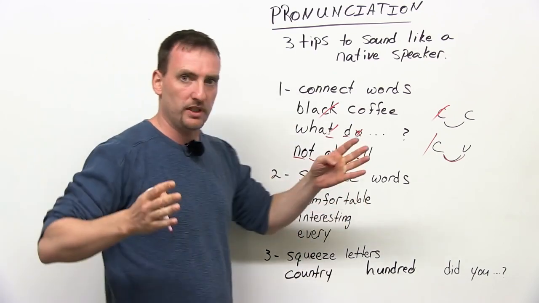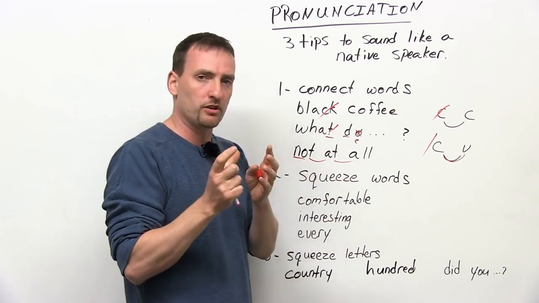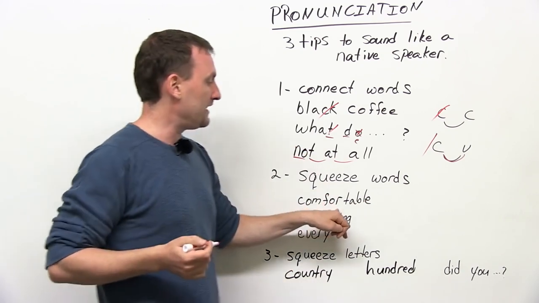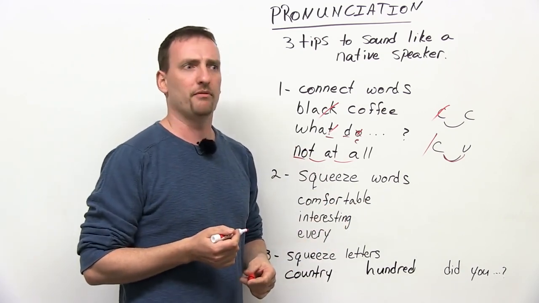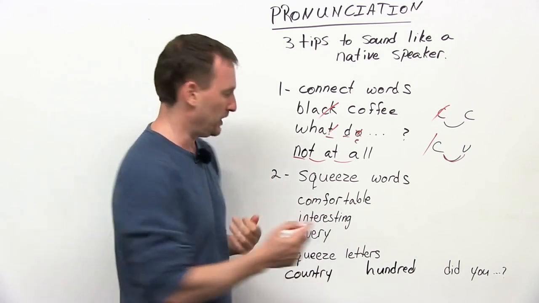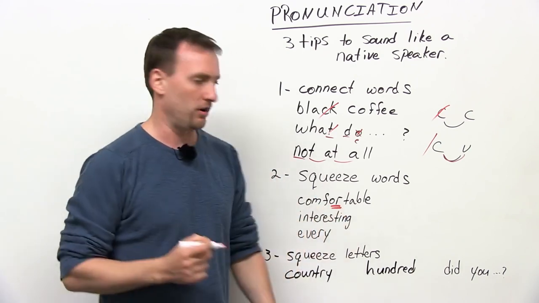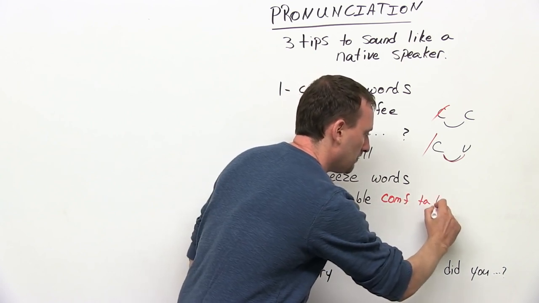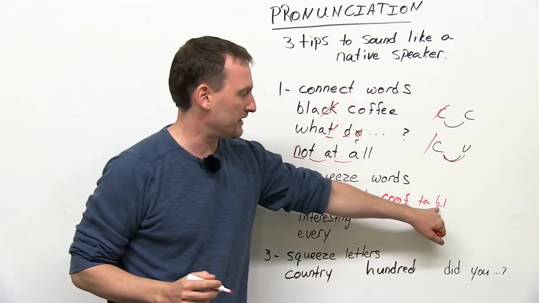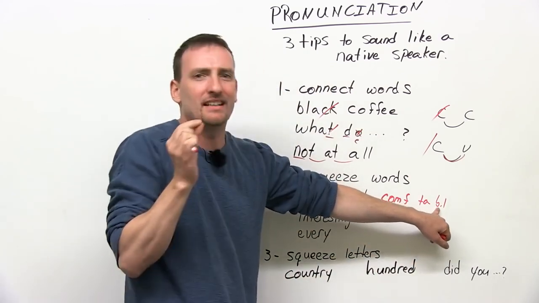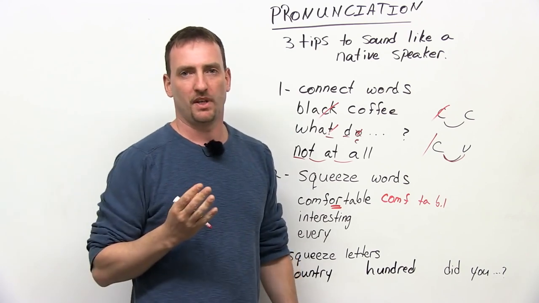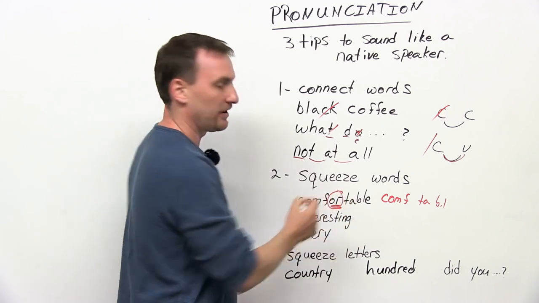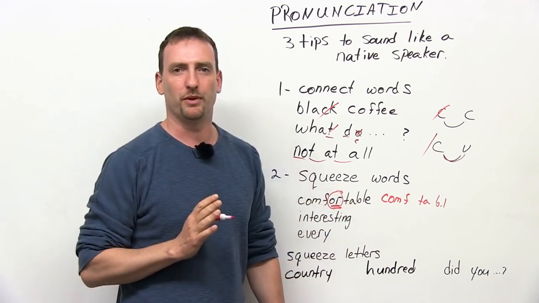Another thing we do is we squeeze some words, okay? Certain words, we don't say all the syllables. We don't even say all the letters. I've heard many students say, comfortable. But native speakers, we don't say this part. We don't say the or. We say comf, ta, bull. And notice the last sound is like a small, tiny little l in there. Comfortable. Comfortable. Okay? We don't pronounce the or.